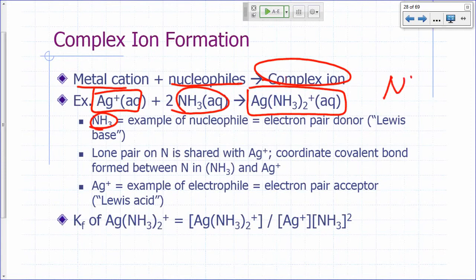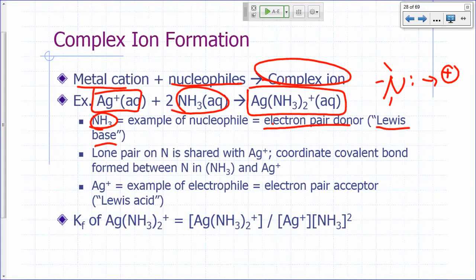NH3 is an example of what's called a nucleophile. Anything that has a lone pair that it can share with your metal cation would be a nucleophile. It will be seeking a positively charged center, so it's seeking a nucleus. That's why it's called a nucleophile. In this reaction, we say your ammonia is an electron pair donor. That's what we would call a base in the Lewis definition of acids and bases, which is a more generic definition.